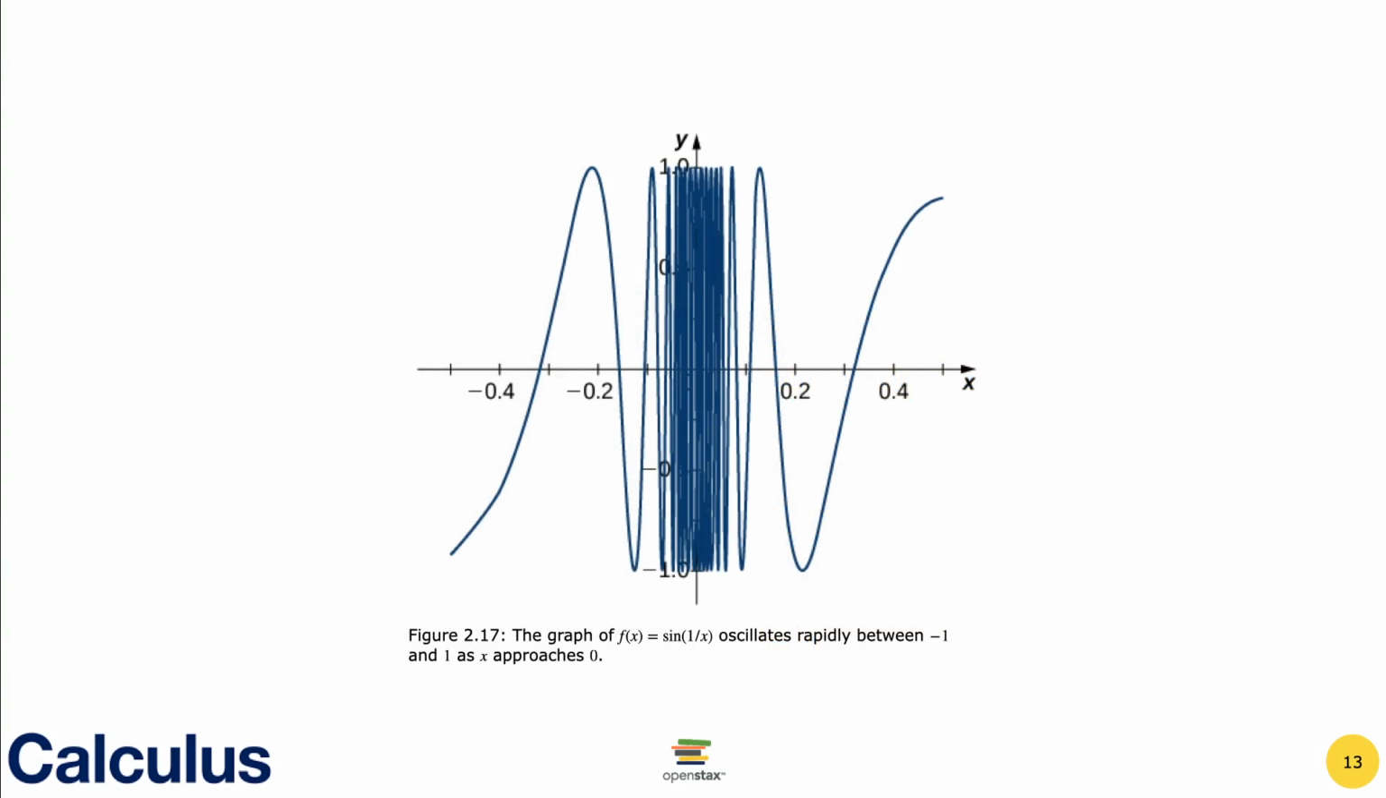Let's look at a graph. The graph of f of x equals sine of 1 over x oscillates rapidly between -1 and 1 as x approaches 0, and therefore it never goes to one particular value. So this limit does not exist.